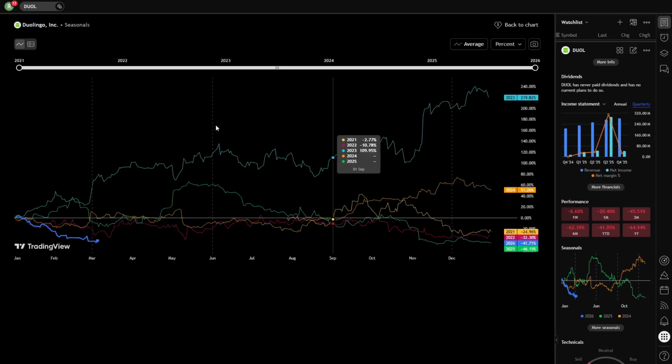Now, if we look at the seasonals, we can see some years are absolutely amazing, like 2023 up 219%. Then we have 2024 up 50%. Then we have some poor years, like last year down by 46%, and 2026 as well down by 41%. So quite poor years and some quite great years. So it is a high flyer and a low faller. So be quite careful in stocks like this.